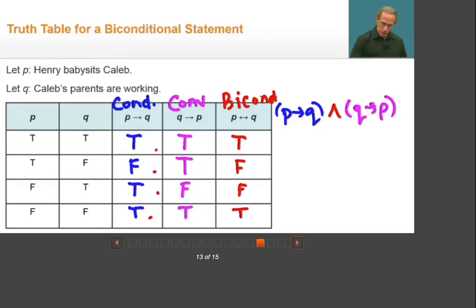Now notice one byproduct: if we look at the very first two columns for P and Q, we can determine if the biconditional is true or false. Because if P and Q match in truth values, they're either both true or both false, then our biconditional is true. While if they don't match in truth values, then our biconditional statement is false.